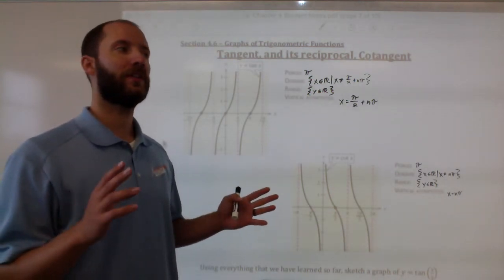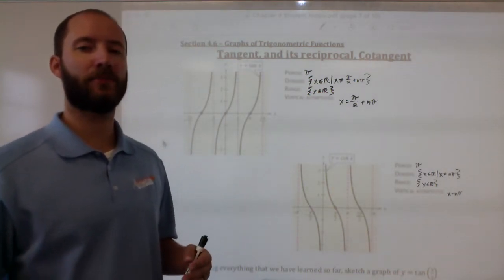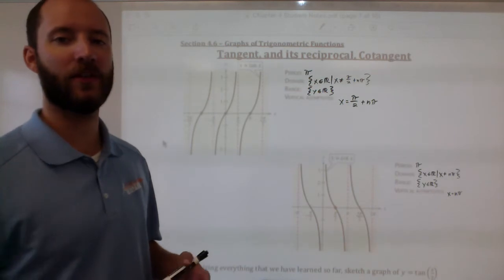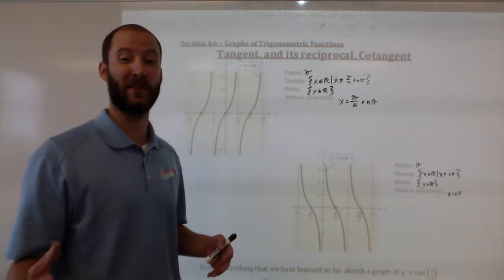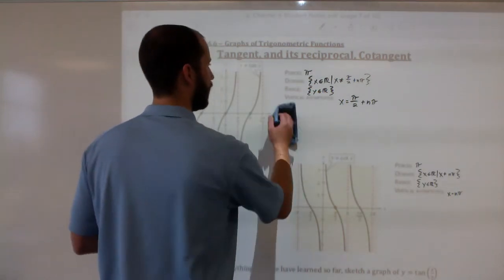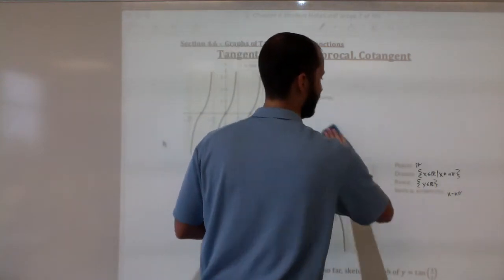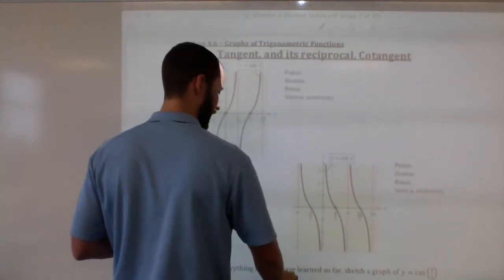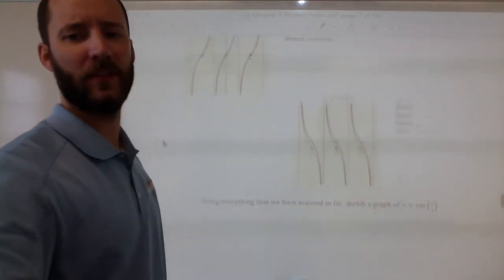So for tangent and cotangent, they're actually pretty nice to graph because all you really have to do is figure out where the vertical asymptotes are. We don't see too many crazy transformations occurring with these.